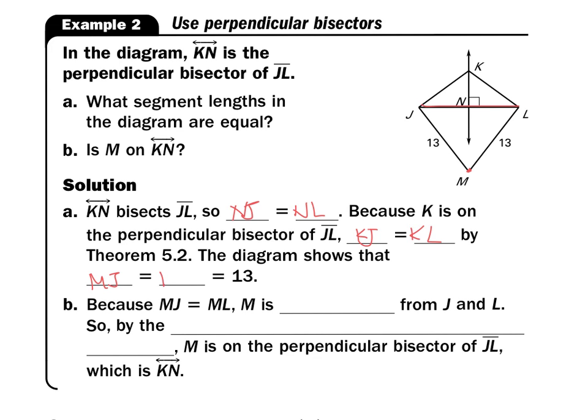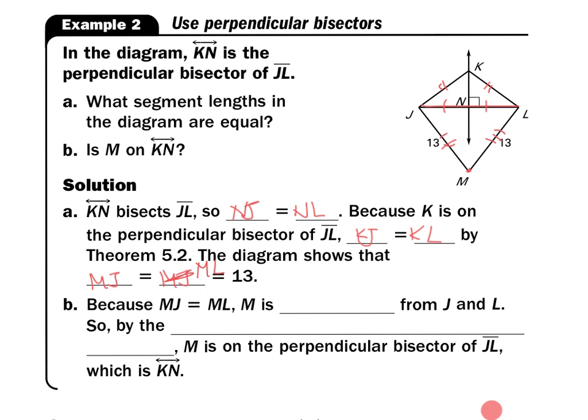and ML equal 13. So I think that's what I got, right? I got NJ and NL equal each other. I've got KJ and KL equal each other. And I've got MJ, I'm sorry, I wrote NJ and NJ. MJ and ML. Whoops, making a bigger mess. Here we go. So this should be ML, and they equal each other.